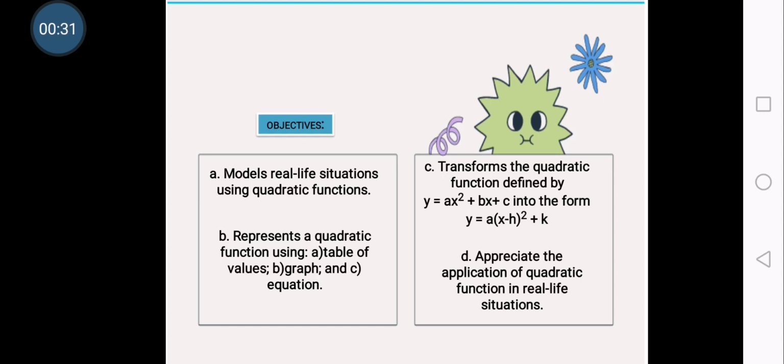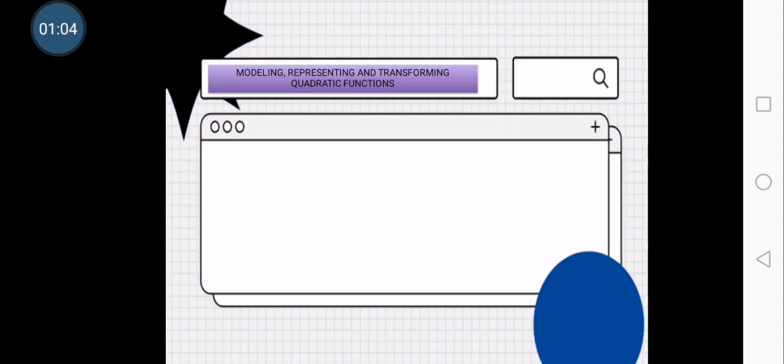And then, ang pangatlo, transform the quadratic function defined by y is equal to ax squared plus bx plus c into form of y is equal to a times the square of x minus h plus k, or ito yung tinatawag na vertex form. And after the discussion, students could appreciate the application of quadratic function in real-life situations.